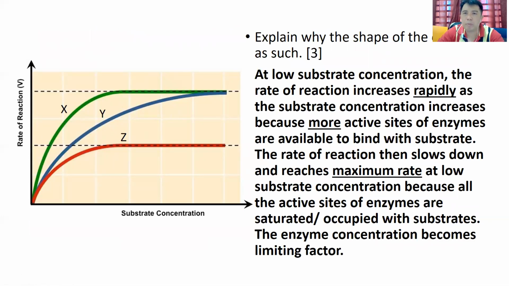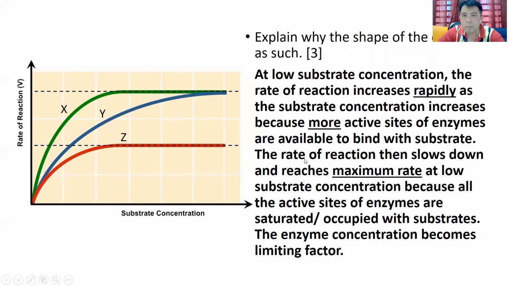Explain why the shape of the curve X is as such. Okay, X at low substrate concentration, that means at low substrate concentration, the rate of reactions increases rapidly, very fast, as the substrate concentration increases. Because the question said explain, so because more active sites of enzymes are available to bind with substrate.